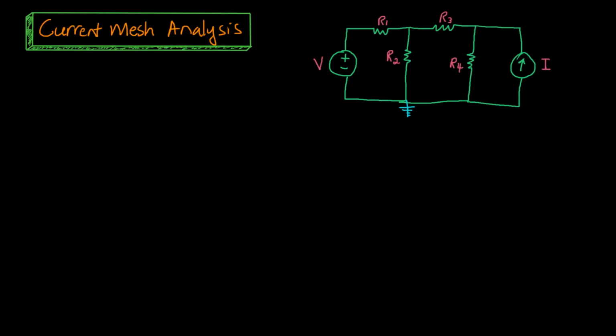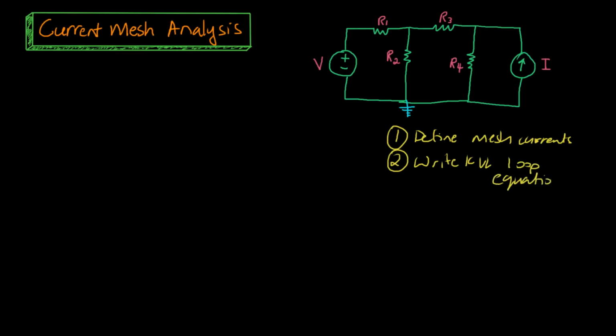Again, we have the same three-step procedure. Our first step is to define our mesh currents. Our second step is to write KVL loop equations. And our third step is to solve these equations. Mesh loops are the windows we see inside of our circuit, or basically loops that we can draw around that connect to each other. So we can see we have one here, a second in the middle, and a third out here. So those are our mesh loops.